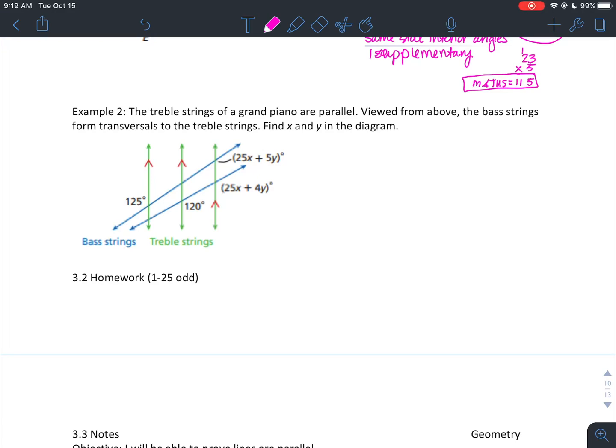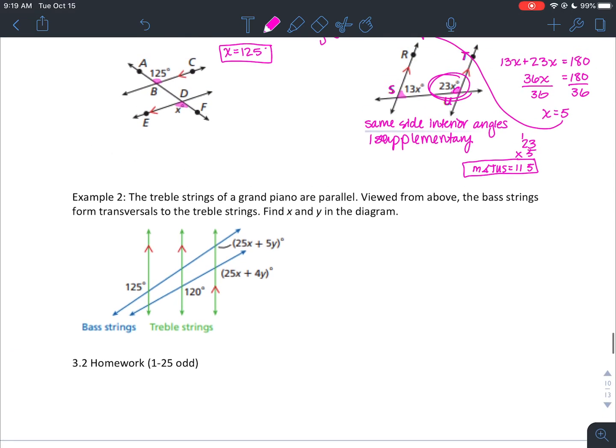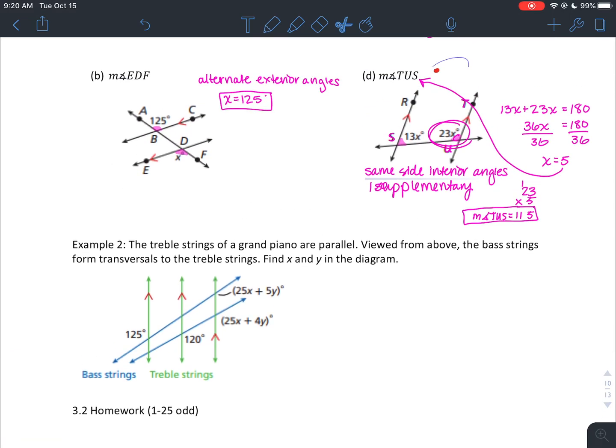All right, last example says the treble strings of a grand piano are parallel. So these lines, let me find my pointer. Here's my pointer. Okay, these green lines are parallel, and other than the fact that it says the lines are parallel, I also know that because I have these red arrows here. That means those three lines are parallel.